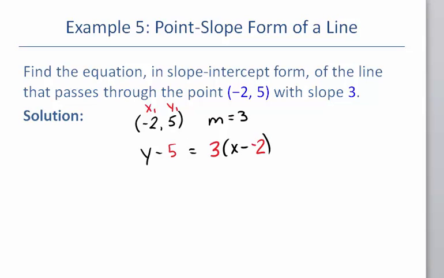So let's look at what we have now. We have on the left-hand side, y minus 5 is equal to 3 times x minus a negative makes a plus 2.